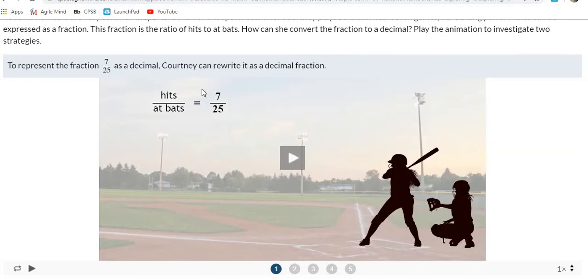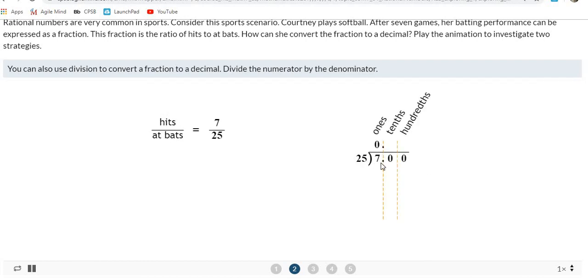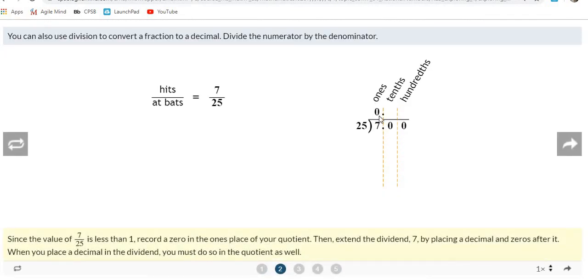We already found that the decimal form was 0.28. We want to see how I get there from long division. So they took this, seeing how many times 25 can go into 7. They know it cannot go any times, so they put a 0 in the whole numbers because it can't go. Then they added some more zeros behind this, and they brought the decimal place up. So then they had to ask themselves, how many times can 25 go into 70?